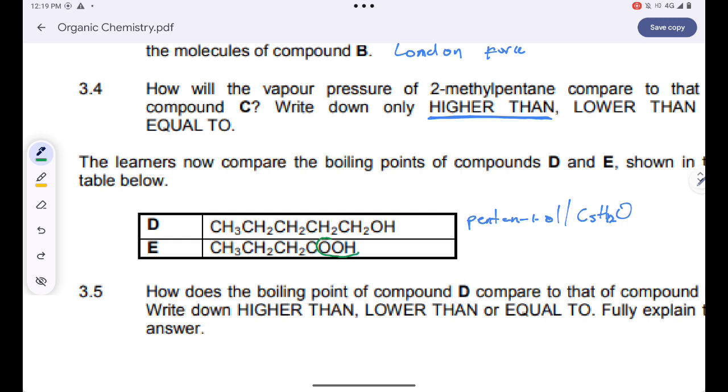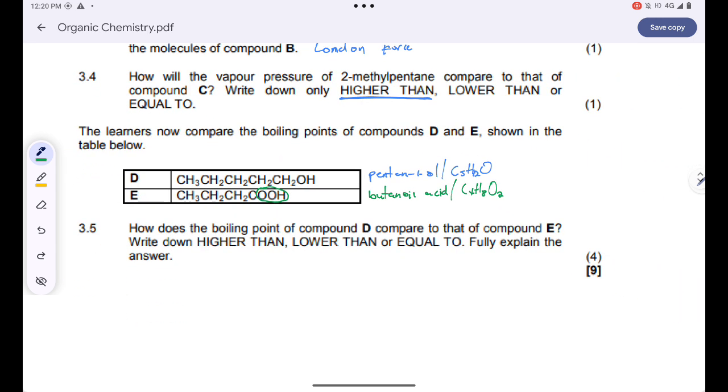And then for compound E, we are dealing with a carboxylic acid. This over here tells me that I'm dealing with a carboxylic acid. Are you together? The name of this carboxylic acid is butanoic acid because it has 4 carbons on its longest chain. Its molecular formula is just C4H8O2.